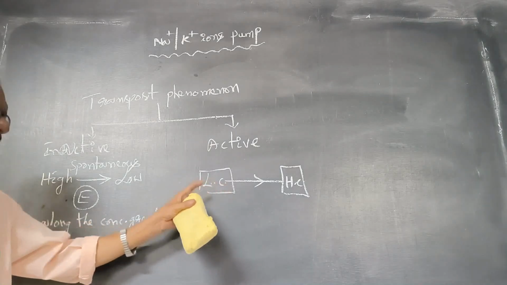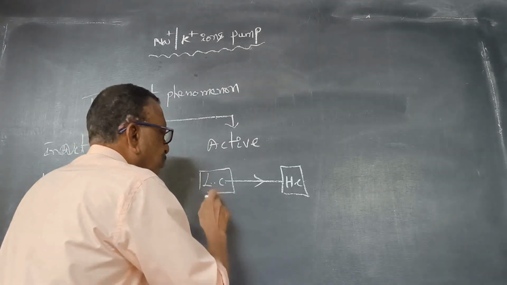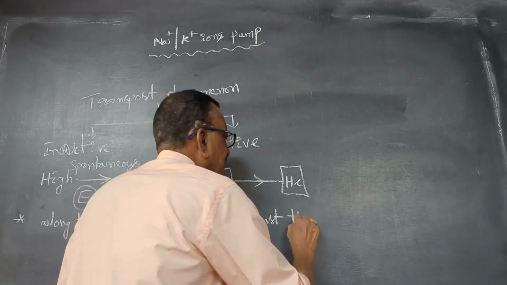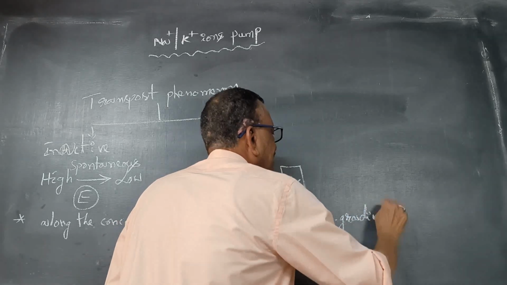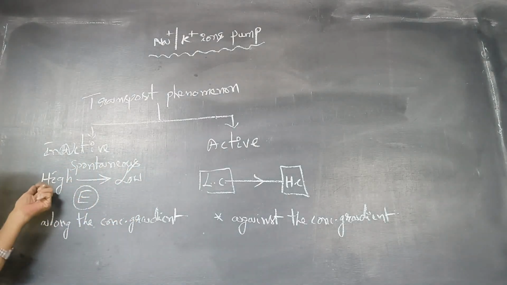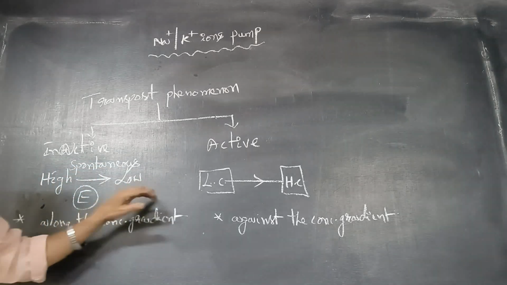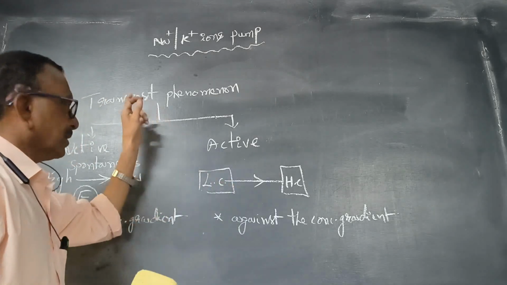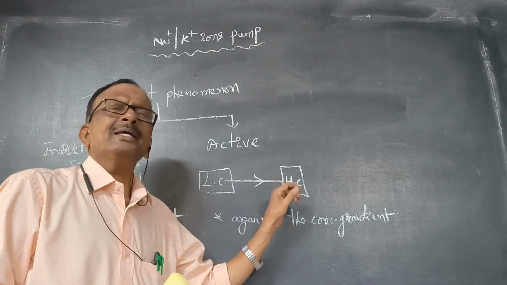So this is not a natural process. Ions are moving against the concentration gradient. The natural process is from higher concentration to lower concentration; ions must move that way. But here it is moving from an already low concentration area. From here we are shifting, transporting, exchanging the ions from low concentration to higher concentration.